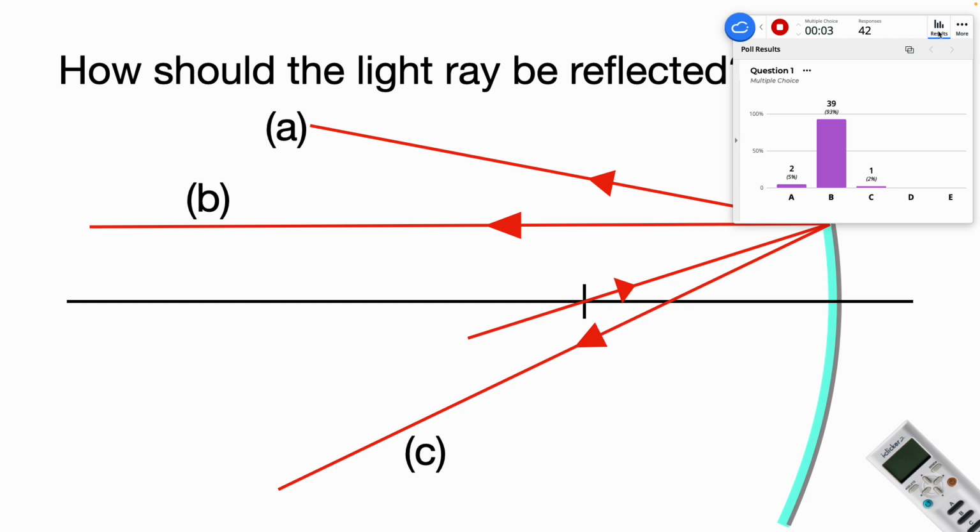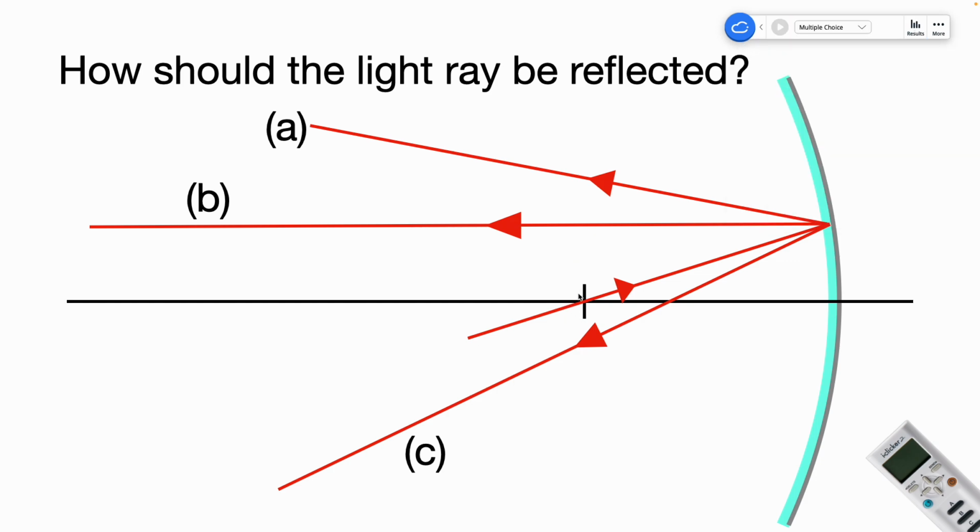Good. So when a light passes through the focal point, it must be reflected in a way such that it becomes parallel with the optical axis. Okay? All right, next.